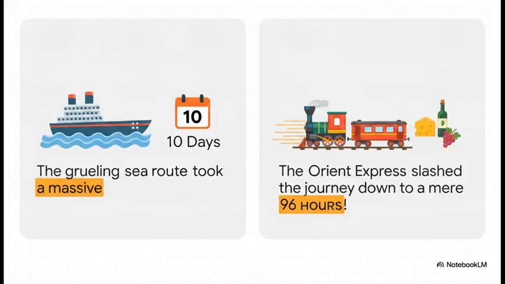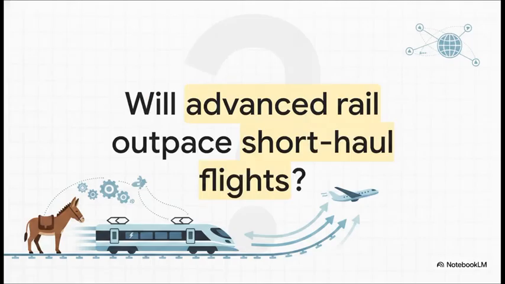Speaking of the Orient Express, here's a truly surprising fact that shows just how game-changing railways actually were. Before this specific line was built, taking the sea route from Paris to Istanbul took a grueling 10 days. The Orient Express slashed that massive journey down to a mere 96 hours. This incredible increase in speed completely transformed regional trade, causing an absolute boom in the export of time-sensitive goods like cheese, wine, and fruit.